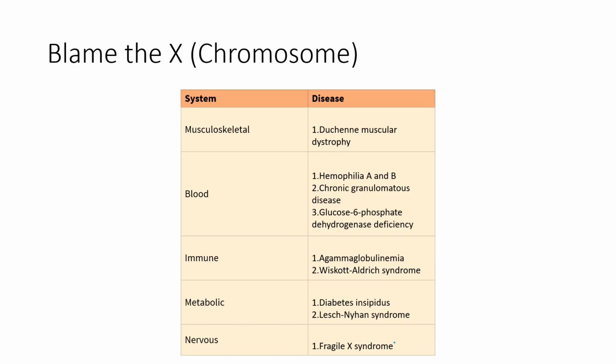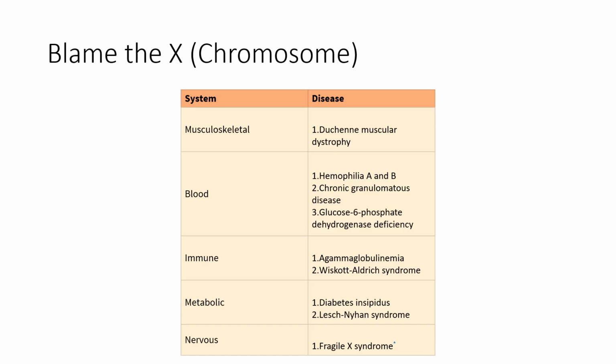Let's start with the musculoskeletal system. Duchenne muscular dystrophy lives here, and we've already talked about why losing dystrophin is catastrophic when there's no second copy to compensate. In the bloodstream, the X chromosome really shows off. Hemophilia A and B, classic clotting factor deficiencies. Chronic granulomatous disease, a problem with oxidative burst in phagocytes. G6PD deficiency, red cells that can't handle oxidative stress. Different pathways, same theme. One mutation, no safety net.